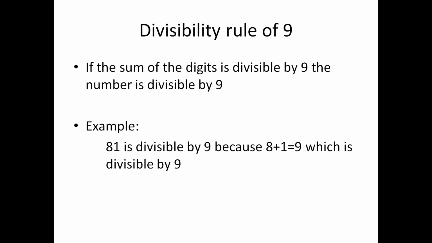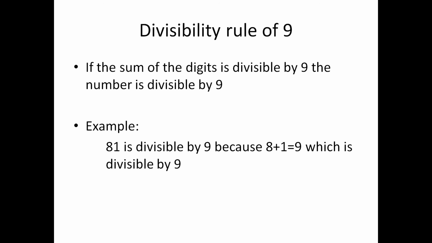If the sum of the digits is divisible by 9, then the number is divisible by 9. Kind of similar to the divisibility rule of 3. Because 81 is divisible by 9 because 8 plus 1 is 9, which is divisible by 9, so 81 is divisible by 9.